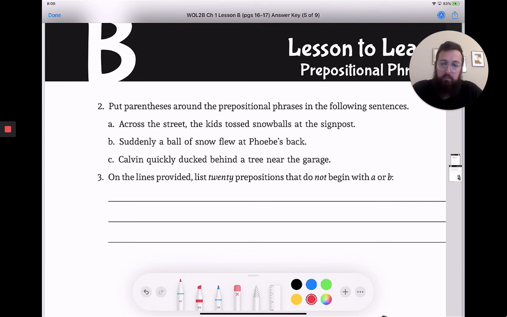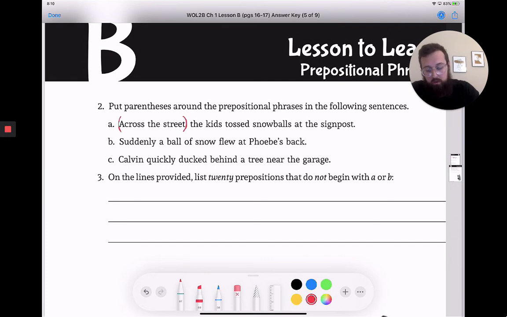All I'm doing is putting parentheses around the prepositional phrases. So I know across is a preposition, and street is the next noun or pronoun. So across the street is a prepositional phrase. And that's all I have to do to identify it. I don't need to label anything else. I do need to go through and make sure that there aren't any other ones, because we know there can be more than one prepositional phrase in a sentence.